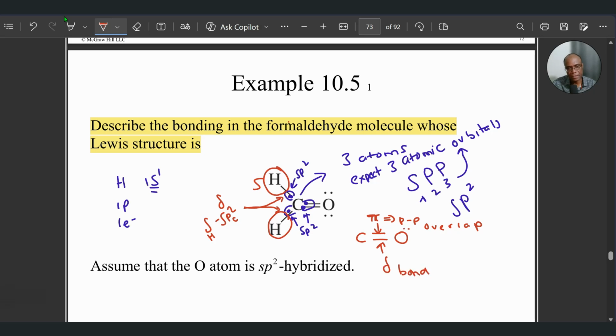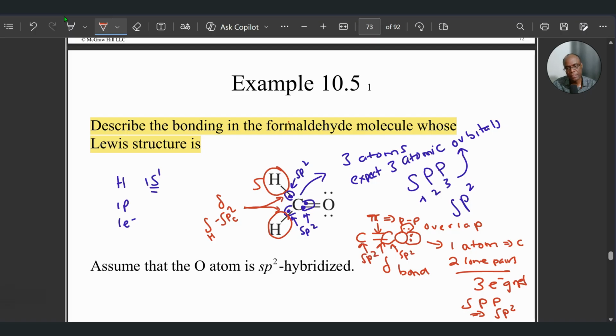I'll ask you, what is the hybridization on oxygen? You have 2 lone pairs on oxygen and you have a carbon. So you have oxygen bonded to 1 atom, which is the carbon, and then you have 2 lone pairs. So that gives you 3 electron groups. Again, that oxygen has to involve 3 atomic orbitals, so the oxygen is sp2 hybridized. So the sigma bond is made by an overlap of an sp2 from the oxygen and an sp2 from the carbon. So that sigma bond is an sp2-sp2 sigma covalent bond.